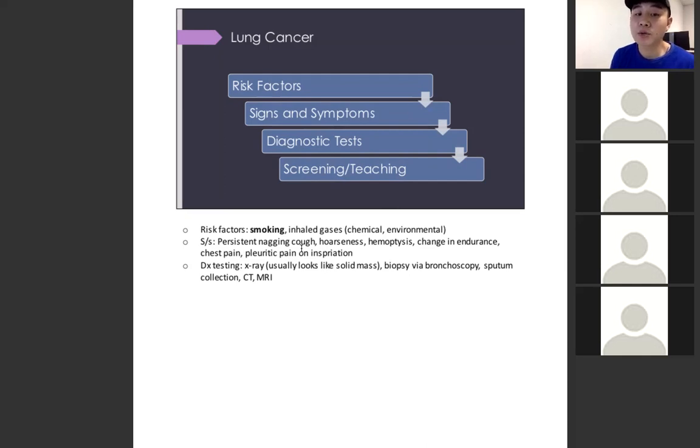Signs and symptoms include persistent or nagging cough, hoarseness, hemoptysis, which is coughing up blood, change in endurance, where they are not able to perform the activities that they used to, chest pain, pleuritic pain on inspiration. It's like the pain over the chest when they inhale.